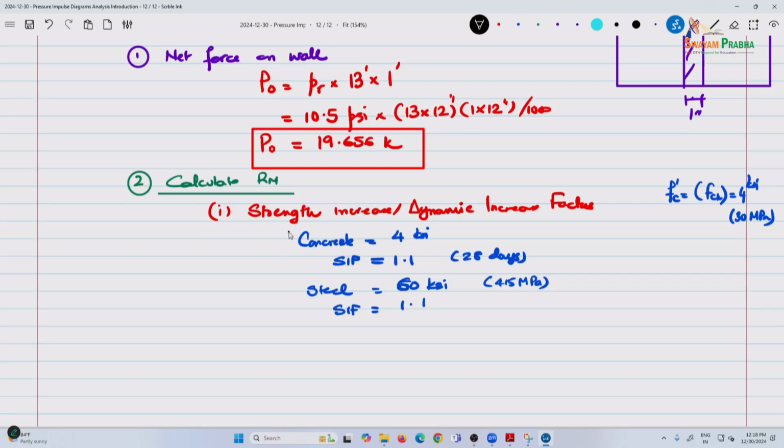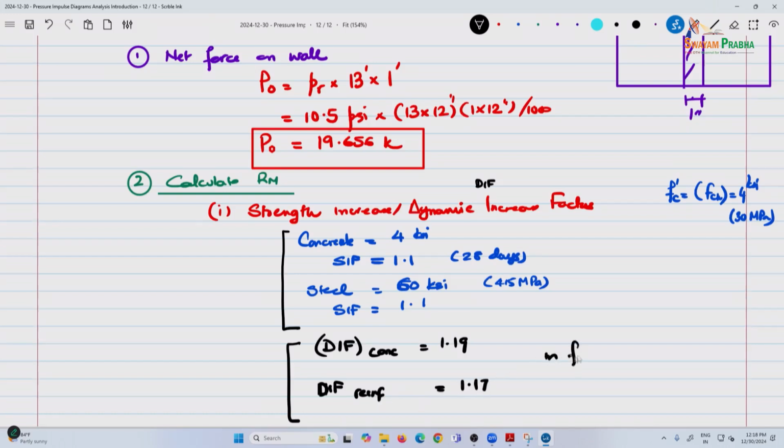Then the dynamic increase factor, this is DIF. So DIF for concrete is 1.19 and the DIF for reinforcement is 1.17 in flexure. If it is shear, that would be different.